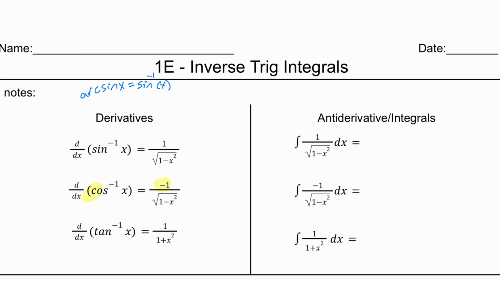And then for inverse tangent, the derivative is 1 over 1 plus x squared. So that one's a little bit different. It still has the x squared, but there's no square root, and there's a plus sign instead of the minus sign in between.